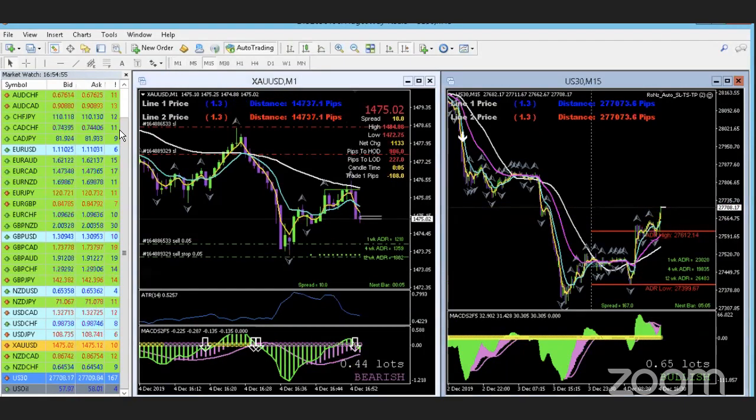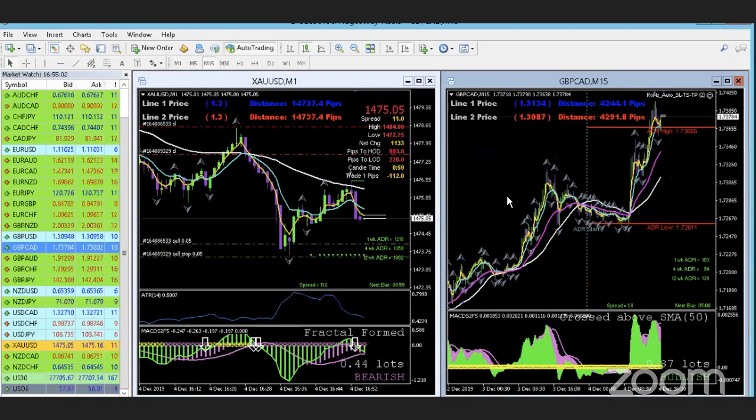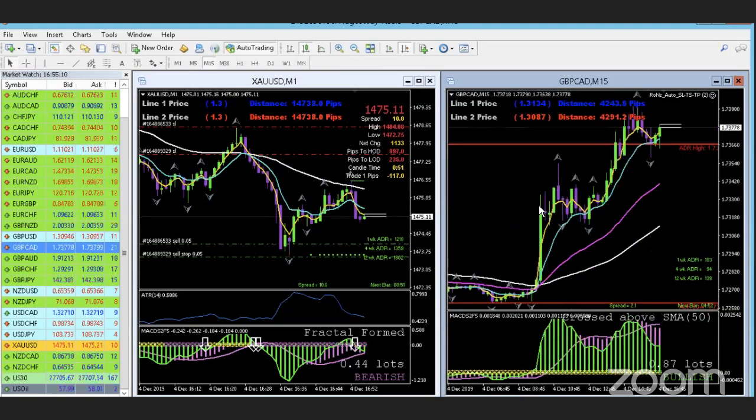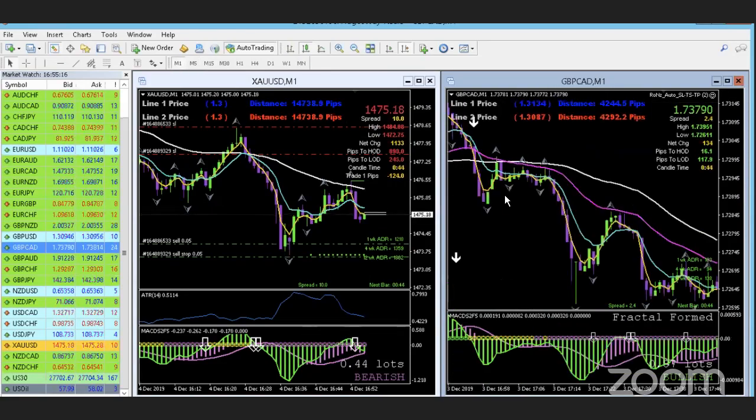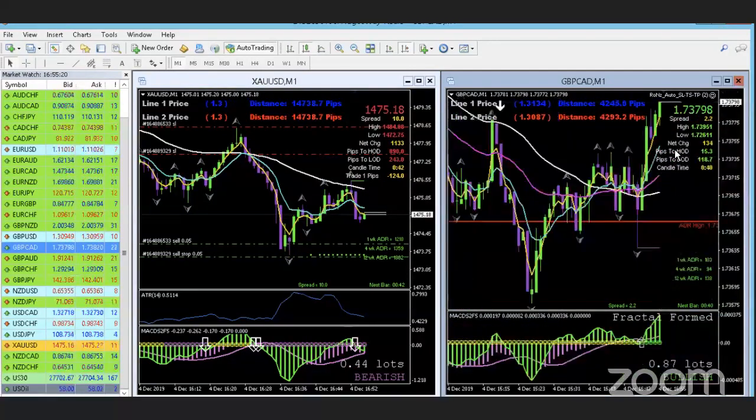Let's go to GBP CAD. Let's see. GBP pressure still pushing up. A long time frame though. Let's go down to the 1 minute. 110 pips, Jamie.